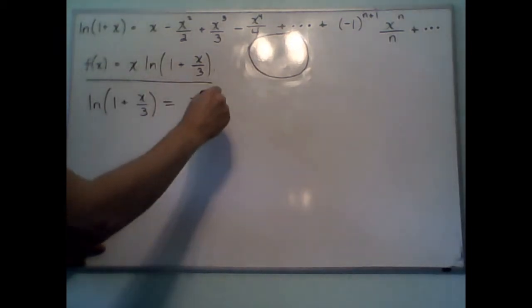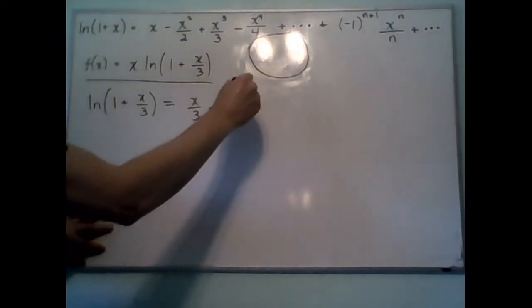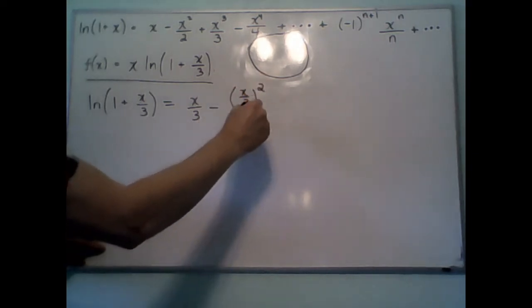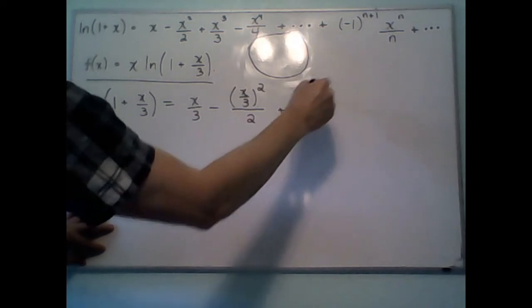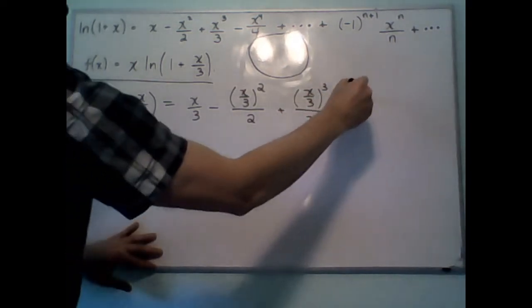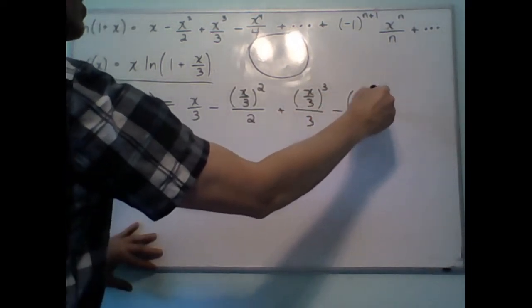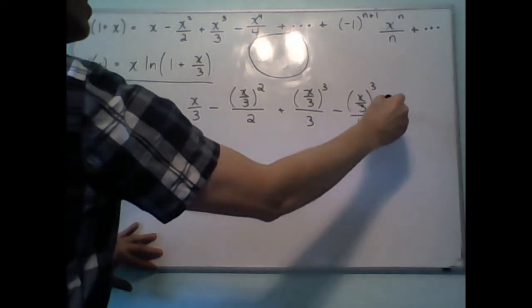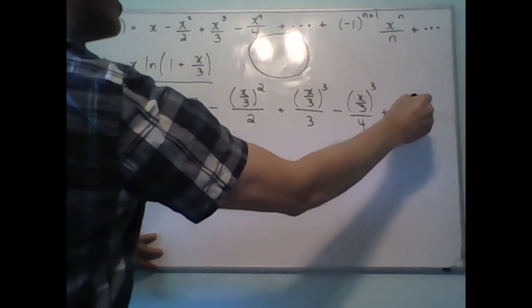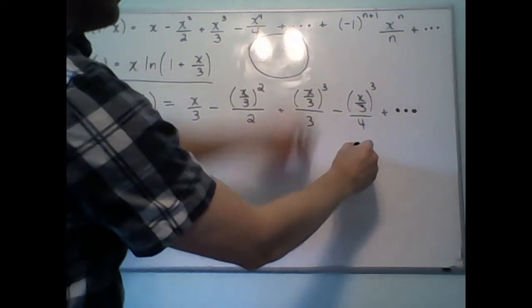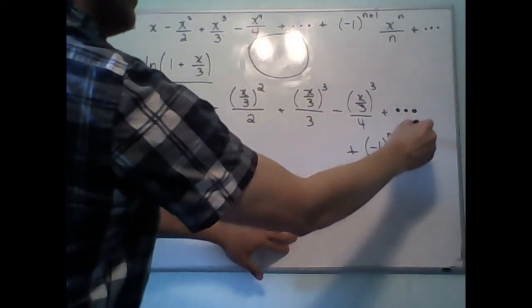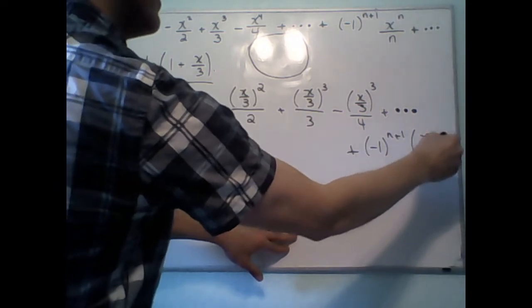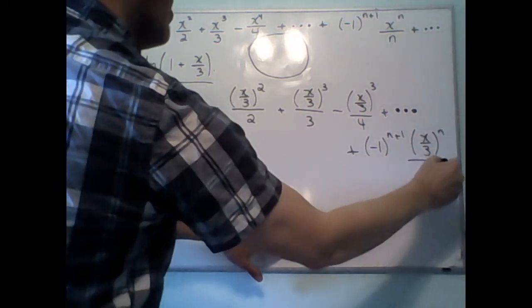x over 3 minus the quantity x over 3 squared over 2 plus the quantity x over 3 cubed over 3 minus the quantity x over 3 to the 4th over 4 plus ... plus the general term now. It's going to be negative 1 to the n plus 1 times x over 3 quantity to the n over n.